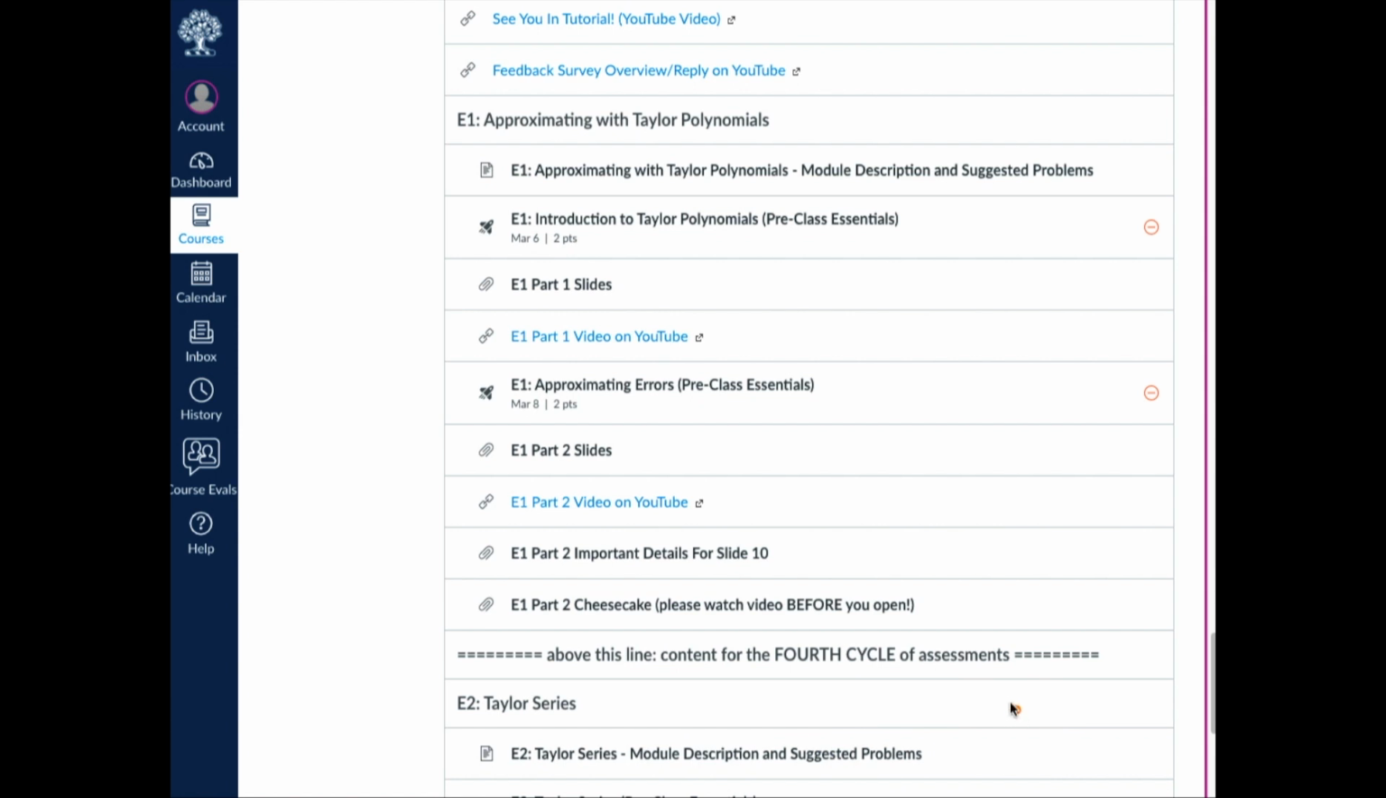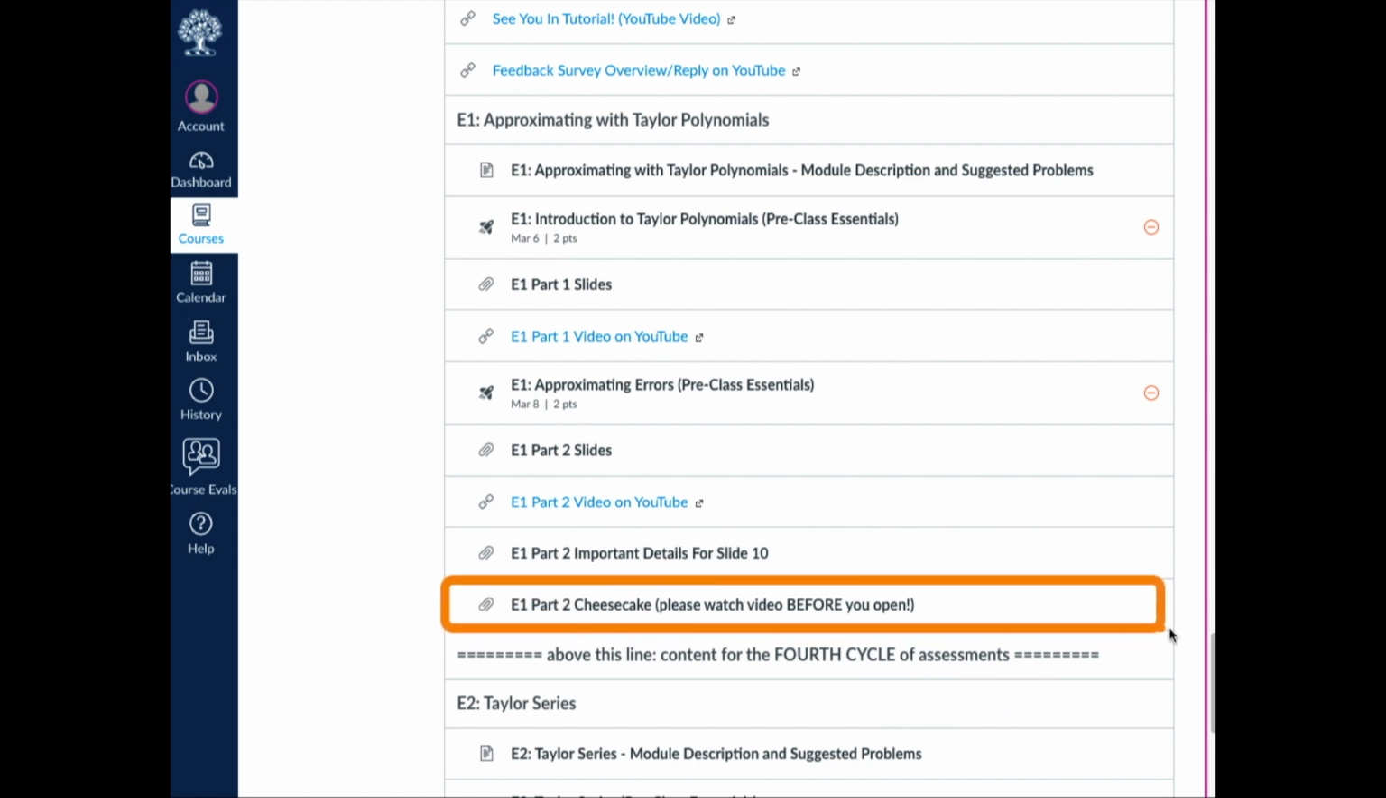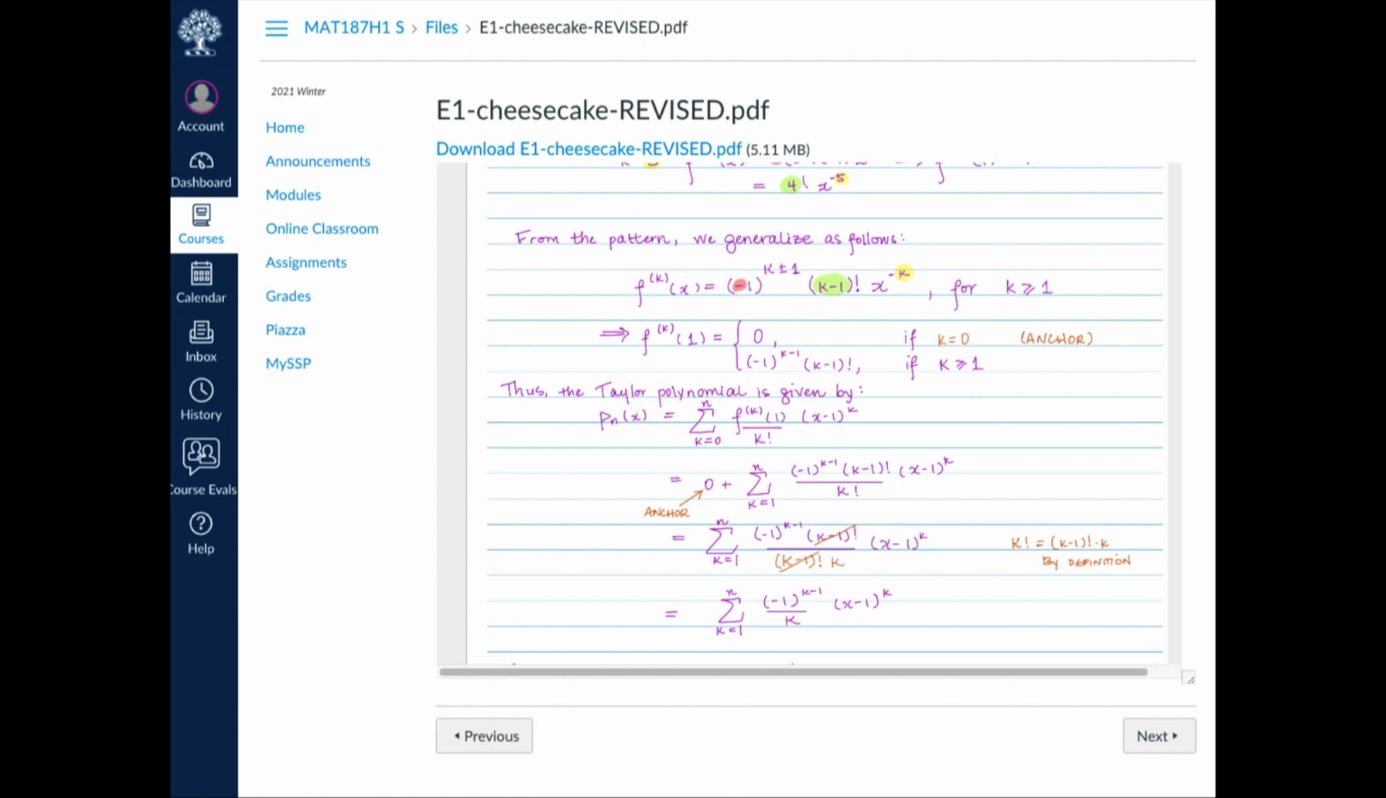For the next revision, it's here. This is the next handout. It was for the cheesecake exercise, so I'm going to go right in there and show you what was important for that one. All right, so here is the document. I already have it scrolled to the area that I want it to be.